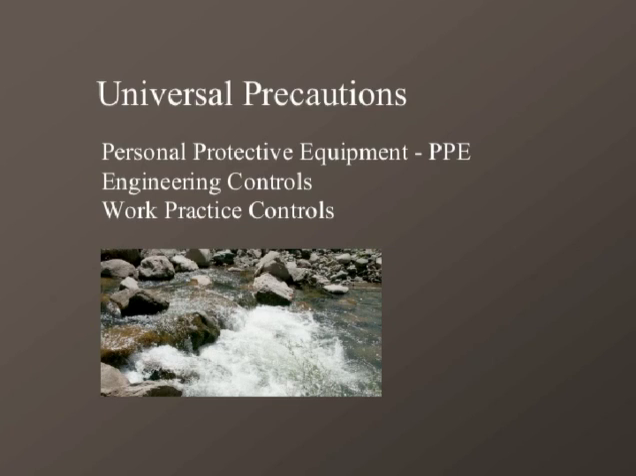A third form of universal precaution barriers would be work practice controls. Required hand washing and policies regarding handling and disposal of sharps and contaminated materials are examples of work practice controls. Each health facility has a set of policies and procedures that provide direction for their staff members regarding these and many other topics. Everyone stays safe when staff members follow correct procedures.